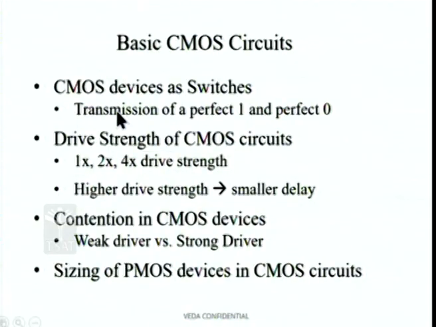So coming to this, let's look at what is the meaning of a transmission of a perfect 1 and a perfect 0 through the CMOS devices. Then we will also look at the concept of drive strength of CMOS circuits, what is meant by 1x, 2x, 4x drive strength, 8x, 16x drive strength. The higher the drive strength implies smaller delay. Delay means propagation delay of the gates. Why is there this propagation delay? We will see why this propagation delay comes about.